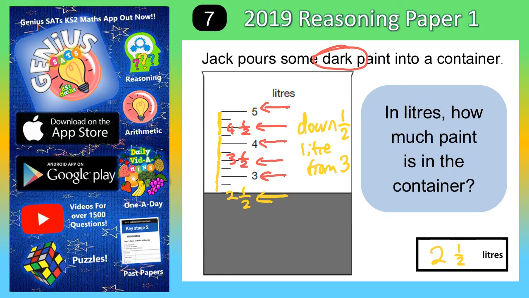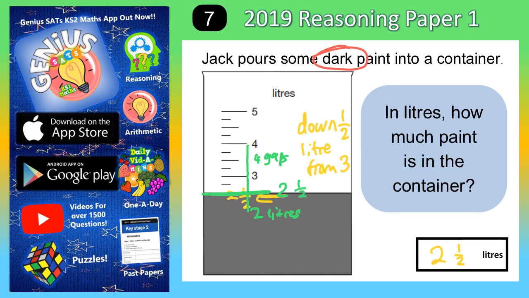Another way of looking at it is you could say that between every whole litre there are 4 gaps. So if you went 4 gaps down from 3, 1, 2, 3, 4, that would be the next whole litre, which would be 2 litres. But obviously you can see that the 2 litres is well below the height of the paint. So if 2 litres is 4 gaps below 3, then 2 gaps below 3 must be 2.5, which, whichever way you look at it, still gets you the same answer of 2.5 litres.